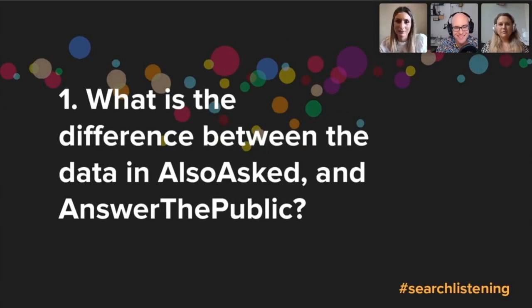Let's go straight in then to the first question. So we actually get asked this a lot. It comes up a lot on Twitter, and I know that you do as well, Mark. So we'll kick off by asking, what is the difference between the data you're given in alsoask.com and the data that you're given in answerthepublic.com, and how can the two tools complement each other?